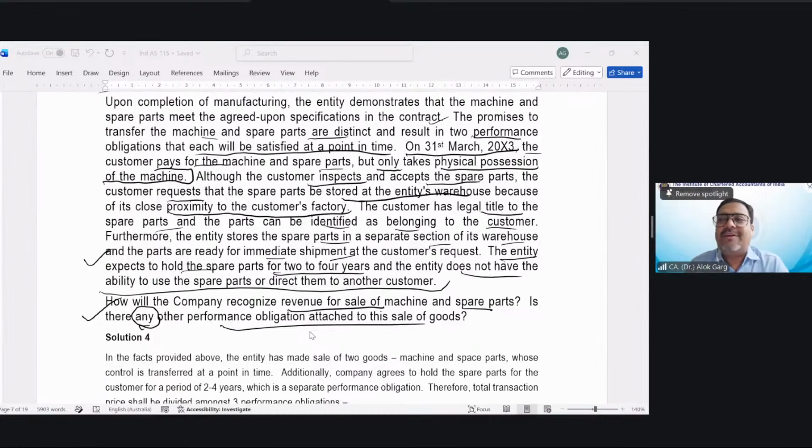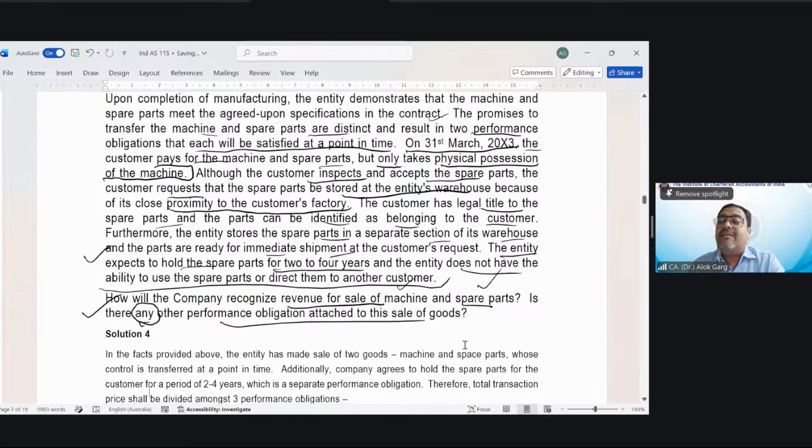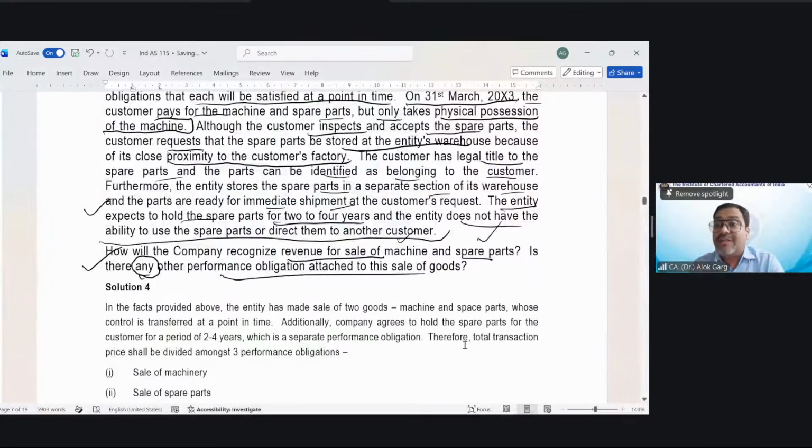Why? Because I never read Ind AS 115. But now I have read Ind AS 115. So now I am saying, how will the company recognize revenue for sale of machine and spare part at a point in time on 31st March 20x3, right? So the entity has to recognize revenue for sale of machine and spare parts, right? When? On 31st March 20x3.